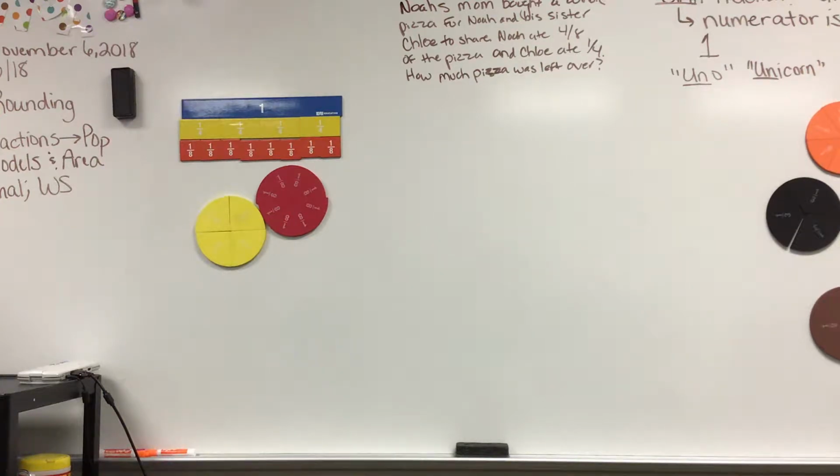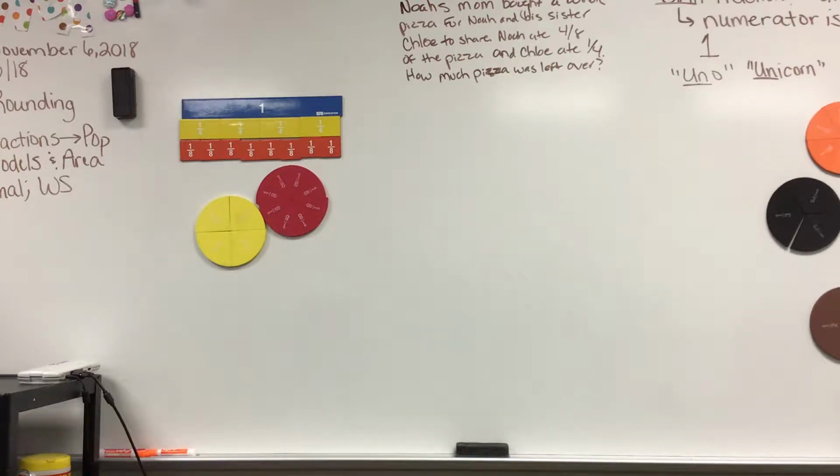So we are going to start out with the question: Noah's mom bought a whole pizza for Noah and his sister Chloe to share. Noah ate 4/8 of the pizza and Chloe ate 1/4. How much pizza was left over?